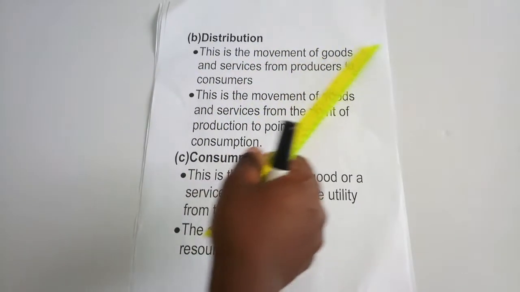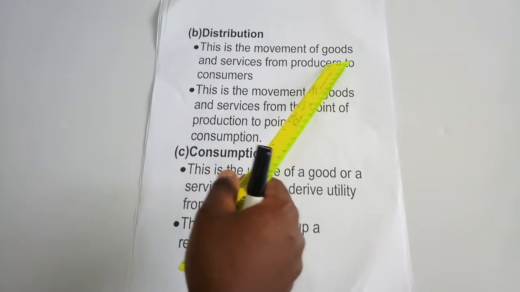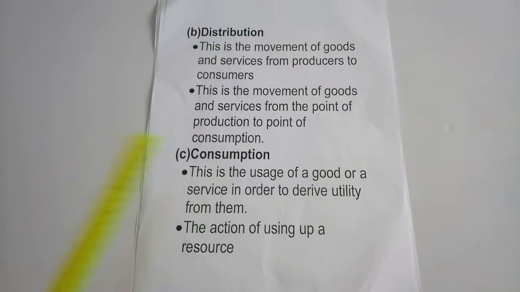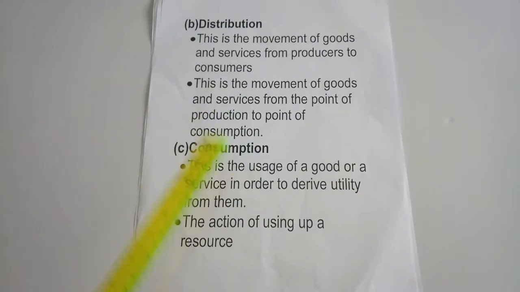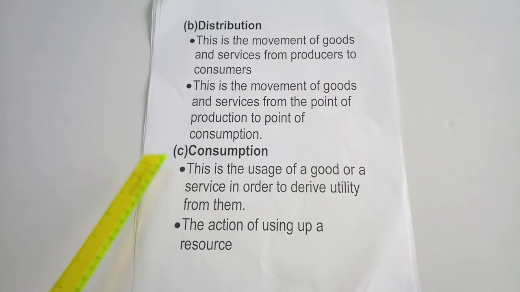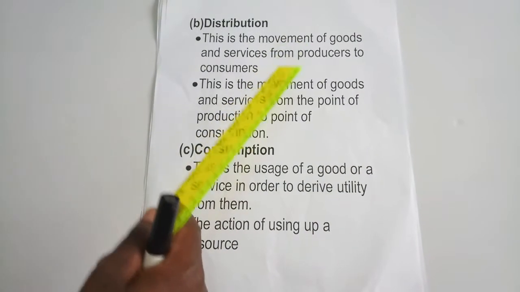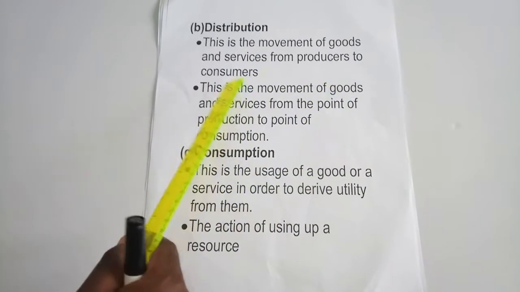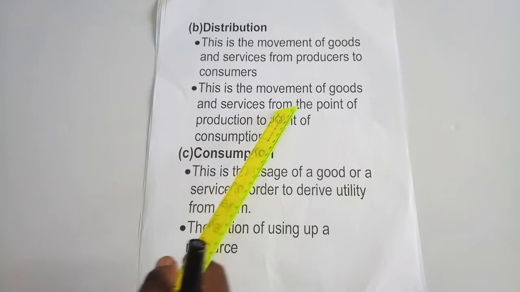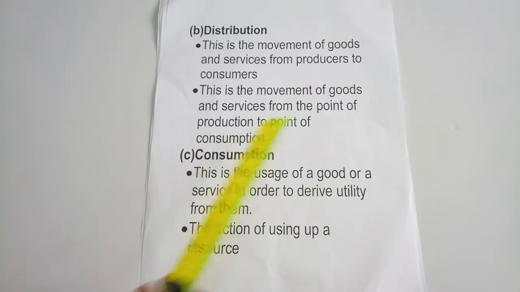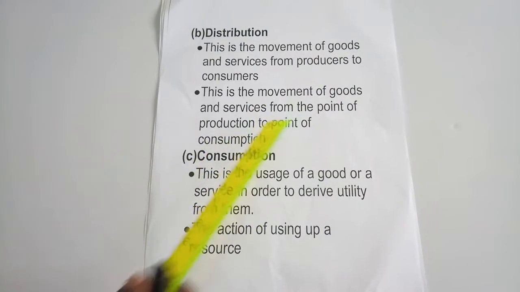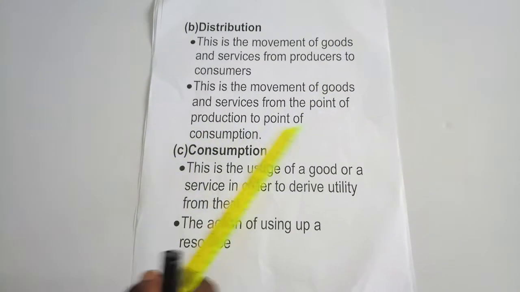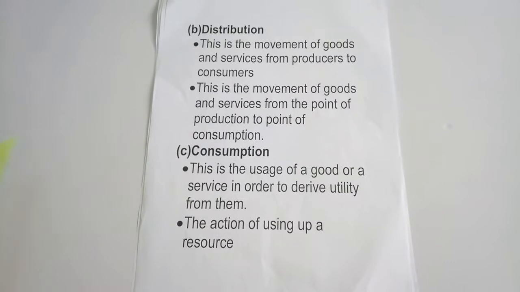We go to distribution. This is the movement of goods and services from producers to consumers. Because once the goods have been produced, somebody has to use them. The person using them is called a consumer. So distribution will involve what? The movement of the goods from producers to consumers, or basically the movement of goods and services from the point of production to the point of consumption. The point of production is where the producer is. The point of consumption is where the consumer is.